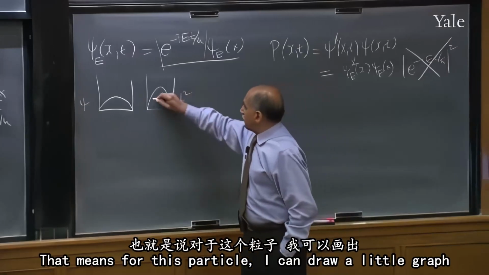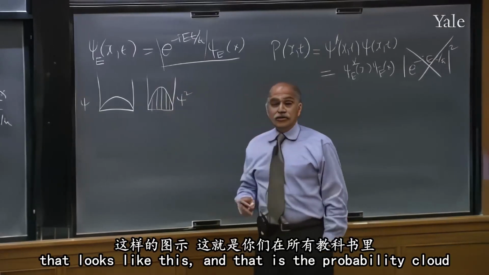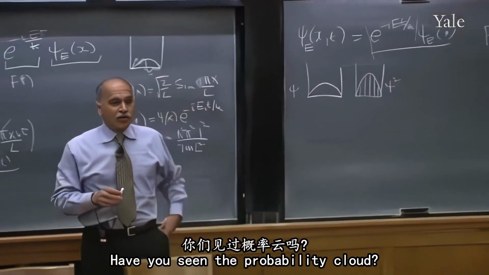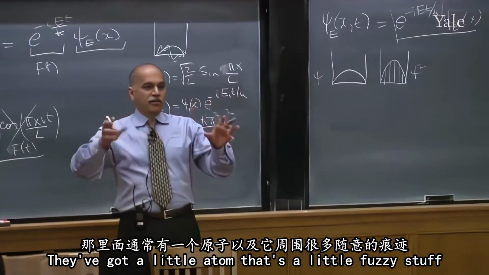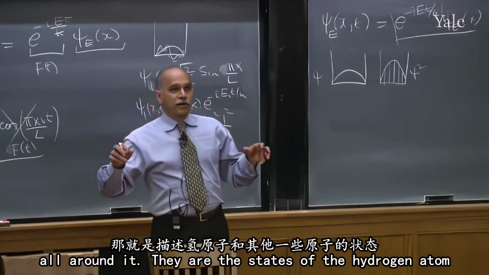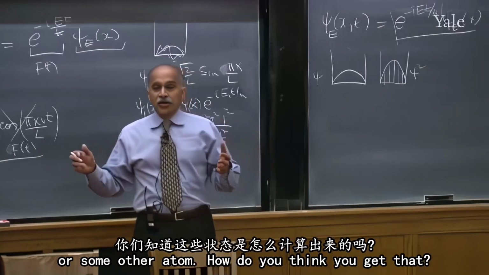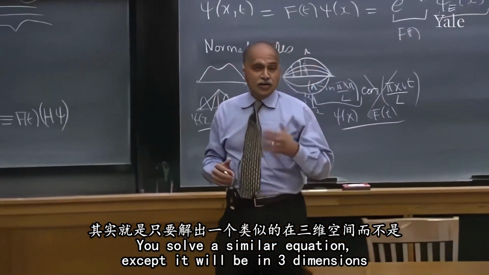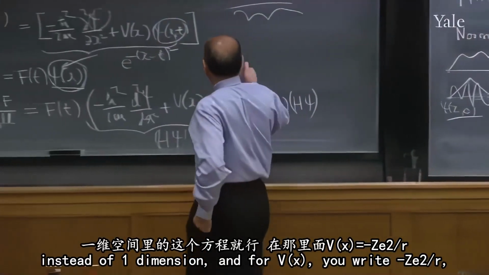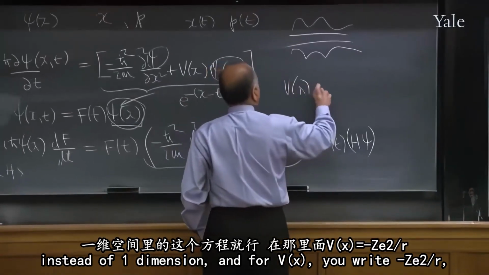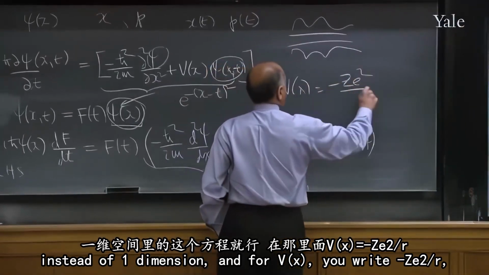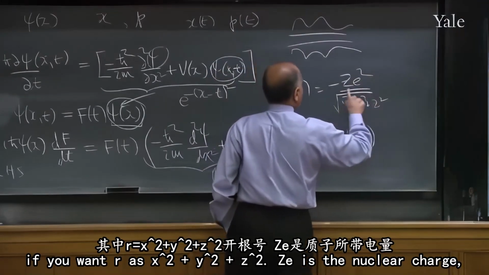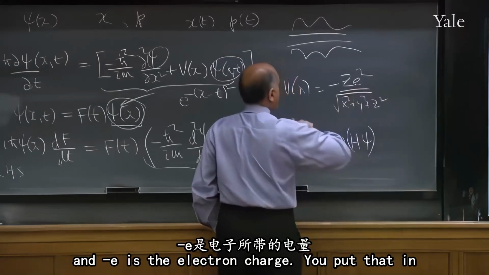That means for this particle, I can draw a little graph that looks like this, and that is the probability cloud you find in all the textbooks. Have you seen the probability cloud? They got a little atom, there's a little fuzzy stuff all around it. They are the states of the hydrogen atom or some other atom. How do you think you get that? You solve a similar equation, except it will be in 3 dimensions instead of 1 dimension. And for V of x, you write minus Z e squared over r, if you want, where r is x squared plus y squared plus z squared. Ze is the nuclear charge and minus e is the electron charge.